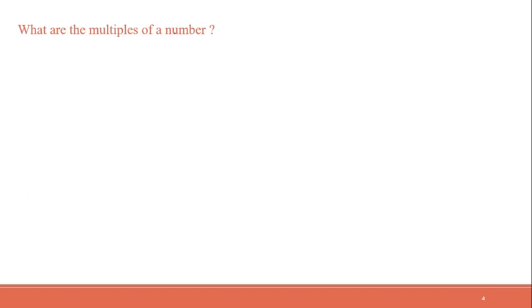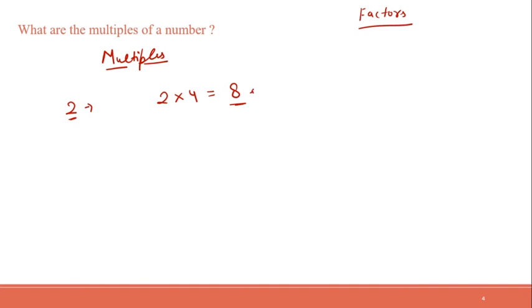What are the multiples of a number? Till now we were talking about factors, right? Now we'll talk about multiples. So what are the multiples? Let's say I have a number 2. So any number, if I multiply this 2 with any number, let's say I multiply 2 with 4 and I am getting 8. So this 8 is a multiple of 2. Got it?